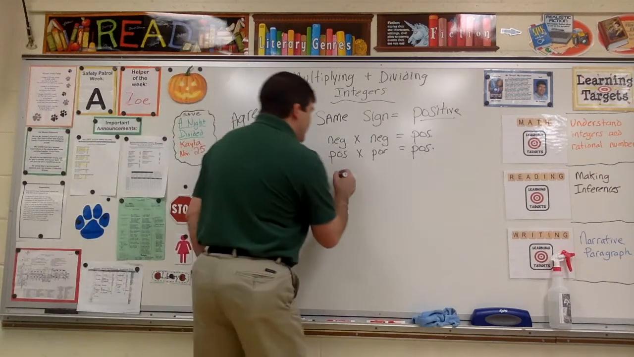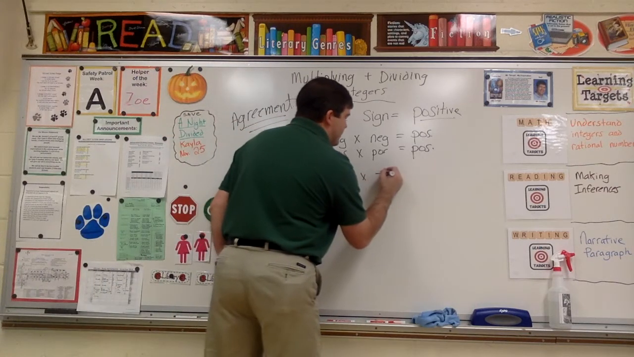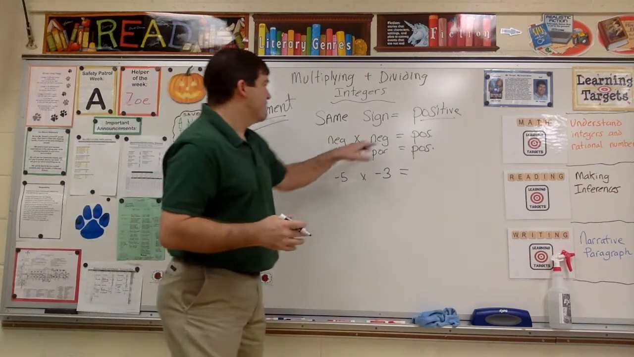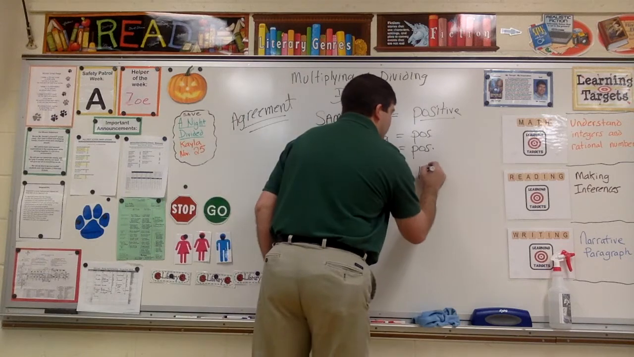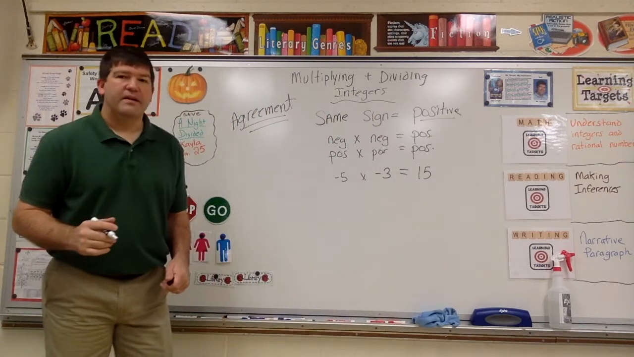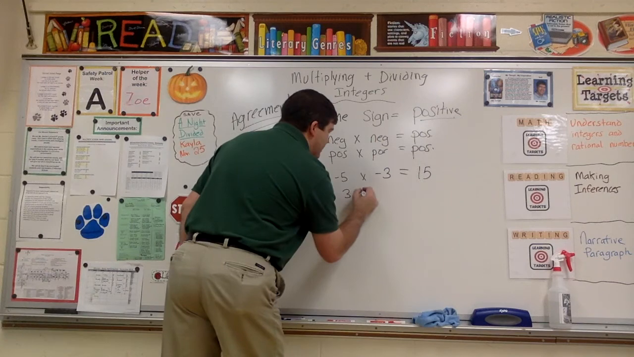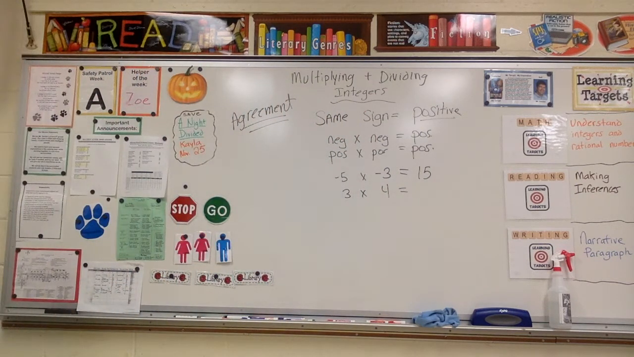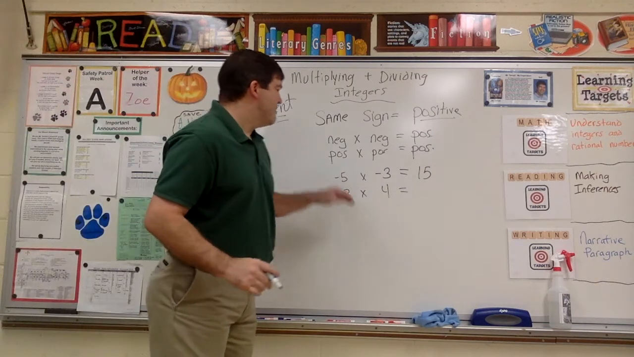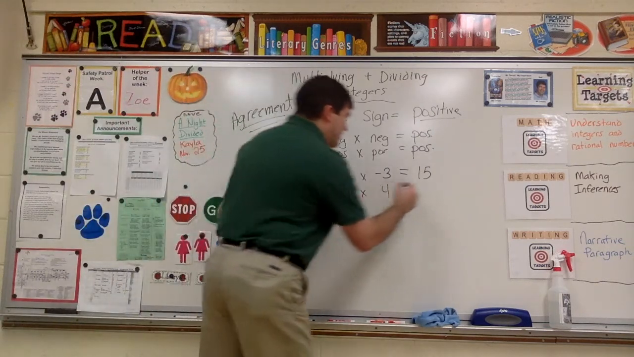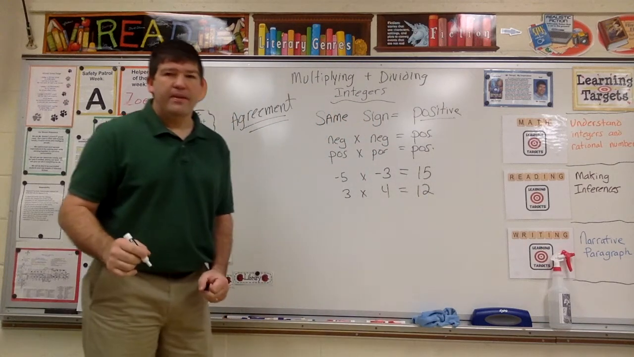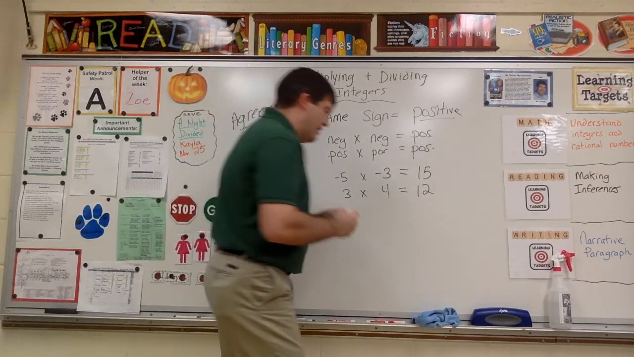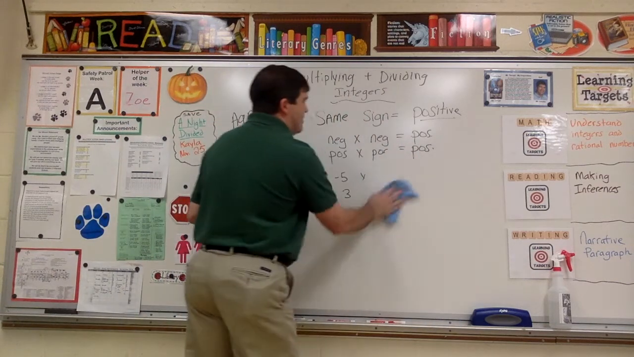So like negative 5 times negative 3, it's a negative and a negative. They agree, so it's going to be a positive. So it's going to be 15. All right? If I have 3 times 4, this is a positive and a positive. They agree, it's going to be positive. It's going to equal 12. Anytime you have agreement, negative, negative, multiply it, you're going to get a positive.